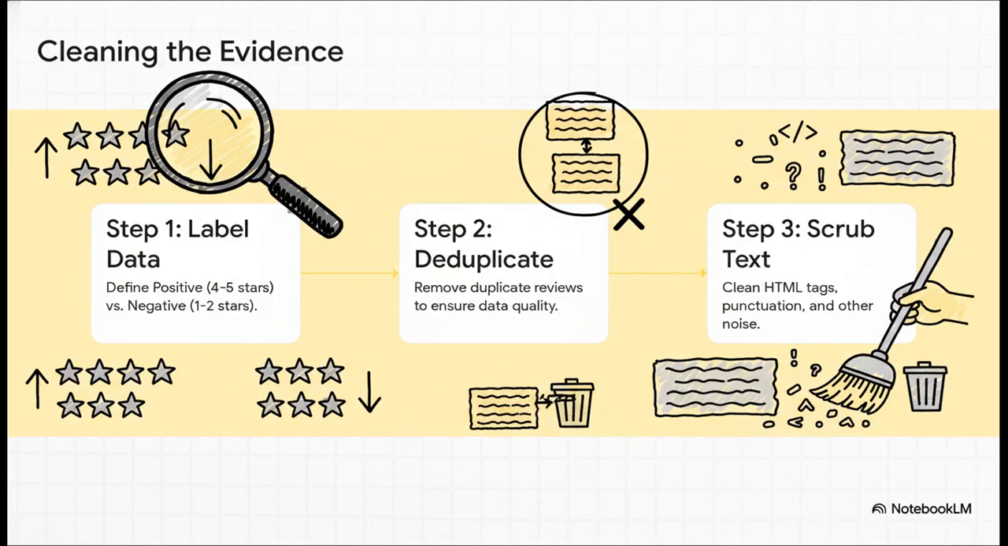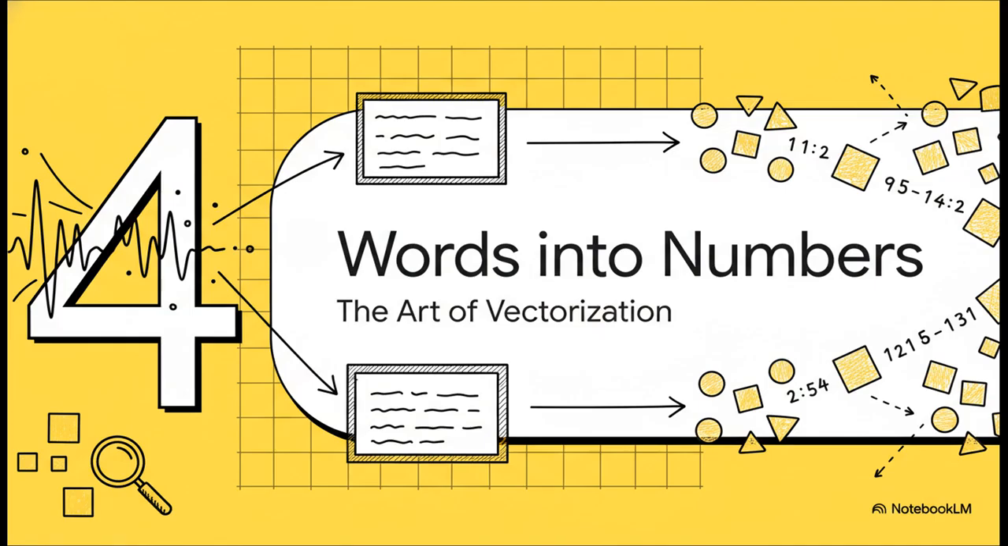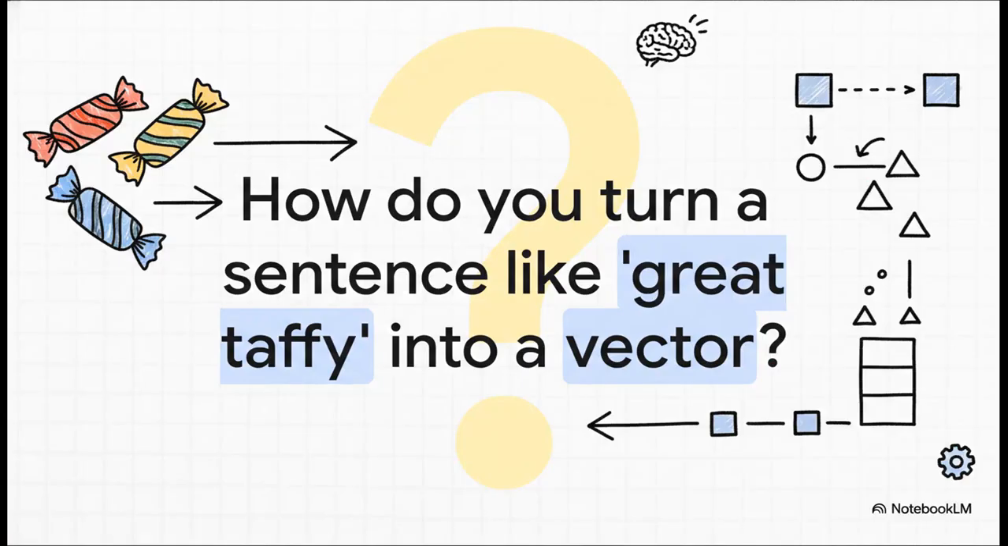So once the scene is clean, we finally face the main challenge of this whole case, turning these messy words into clean numbers. This whole process is called vectorization. And trust me, it's both an art and a science. So this is it, the central question. How do you possibly take a simple phrase like great taffy and turn it into a meaningful list of numbers, a vector, that a machine can actually do something with?